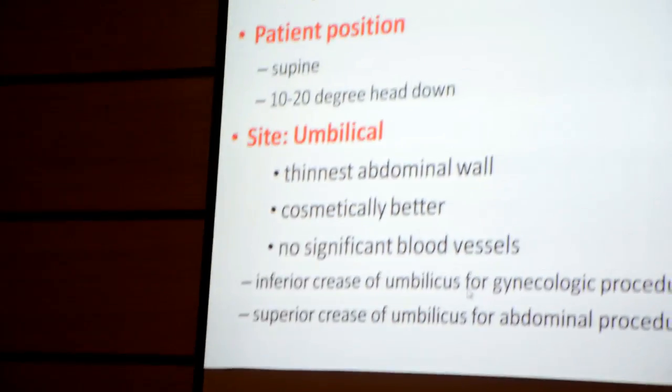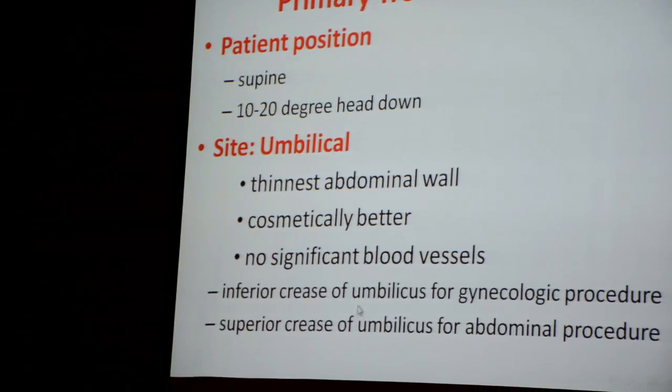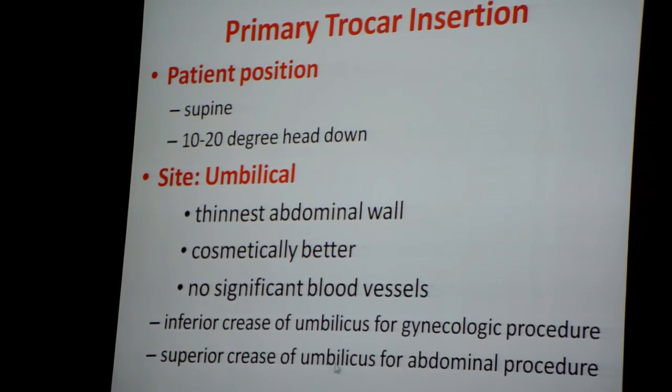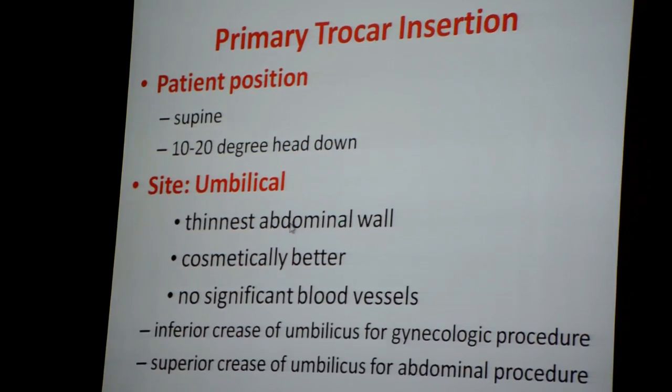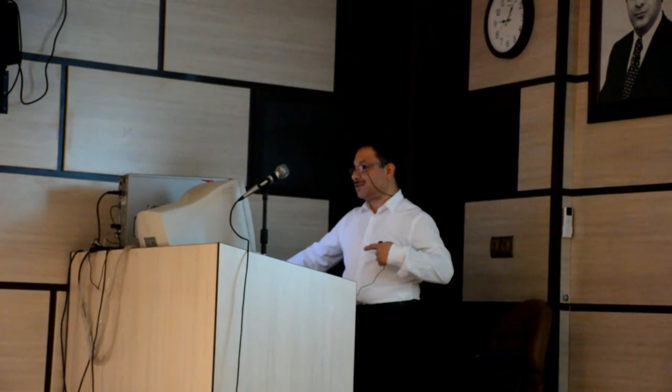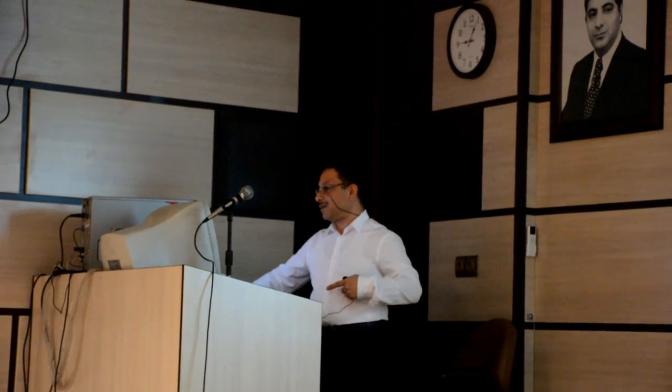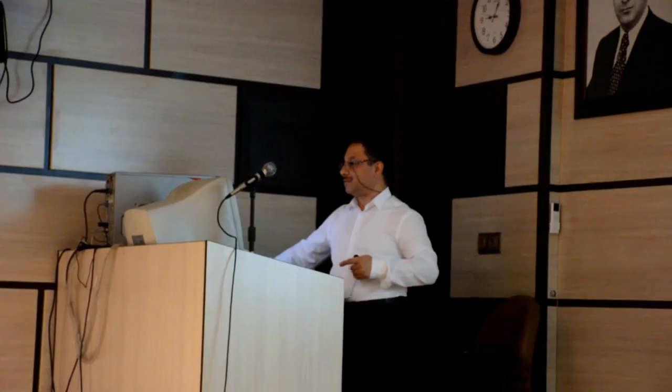We can use the inferior crease for gynecological and laparoscopic colorectal procedures, and the superior crease of the umbilicus for upper abdominal surgery. If you have had a previous incision above the umbilicus, we will talk about it. If you have previous surgery, such as a scar in the midline or lower midline, we can use the left hypochondrial region, which is the safest area. This site we call Palmer's technique.